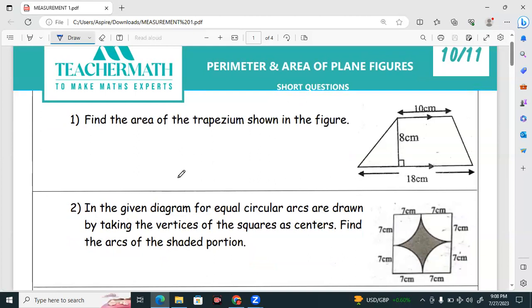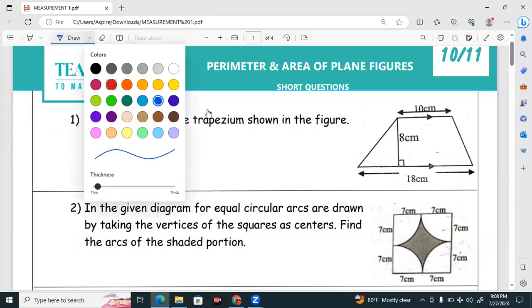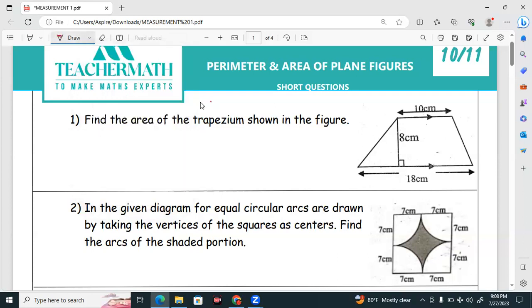Okay, then look at here, the first one. It is a trapezium, no? Now you have to remember the formula that we use to find the area of a trapezium. If you have the print of this tutorial, it is better. If not, you can take a note. Area of a trapezium.